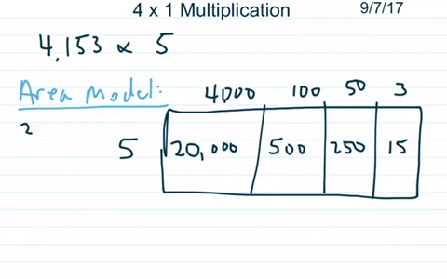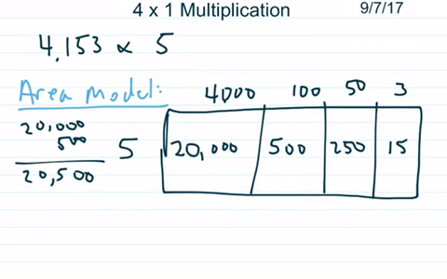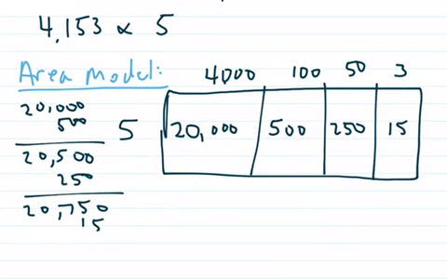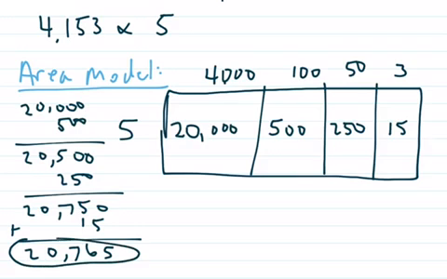So over here I got 20,000 plus 500. Then I'm going to add the 250. And then I'm going to add that 15, and we'll get our answer. So adding all the pieces up, I get 20,765 for our 4 by 1 multiplication problem using area model. Now I'm going to wait about 10 seconds. If you need to pause the video, get the notes down. We're going to look at partial product next.